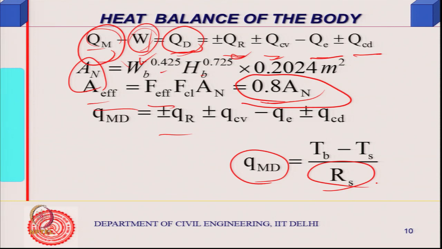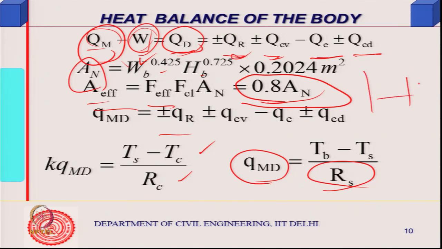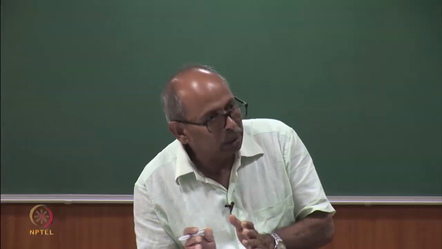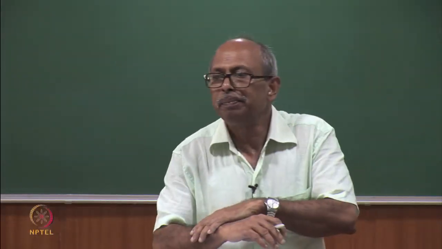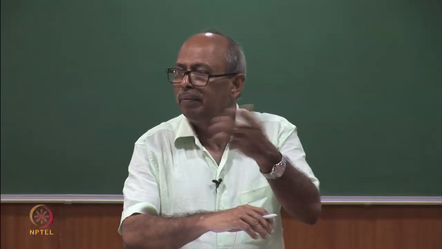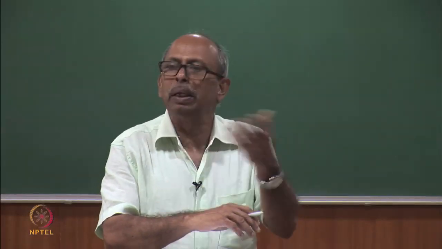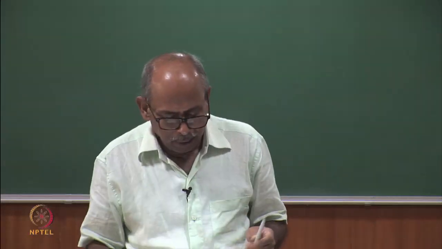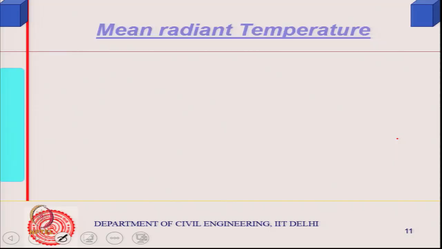So for the skin, QMD is what has to go out. It comes to the skin, then I should multiply by a factor 1 minus K. So KQMD is TS minus TC divided by RC. If I recollect the diagram, I had a resistance of the skin first, then resistance of the clothing, then resistance of the surface boundary layer. So QMD must be equal to KQMD. K is the factor which goes in, and 1 minus K goes out directly from the skin itself, by evaporation as well. Through the cloth this must be dissipated, KQMD must be dissipated.